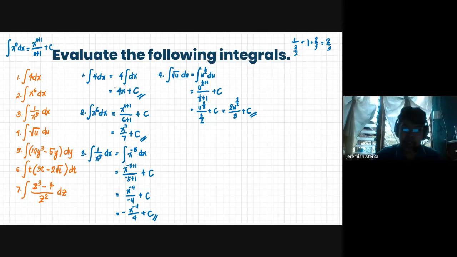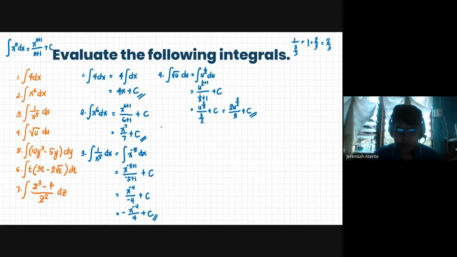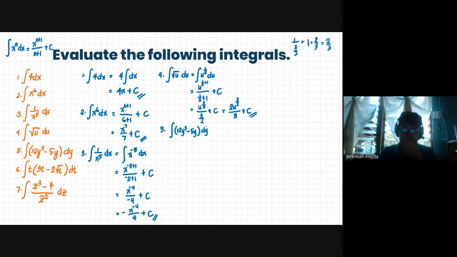Ayan, very good. Okay, number 5. Number 5, we have the integral of 12y cubed minus 5y dy. So there. Okay, so yan.